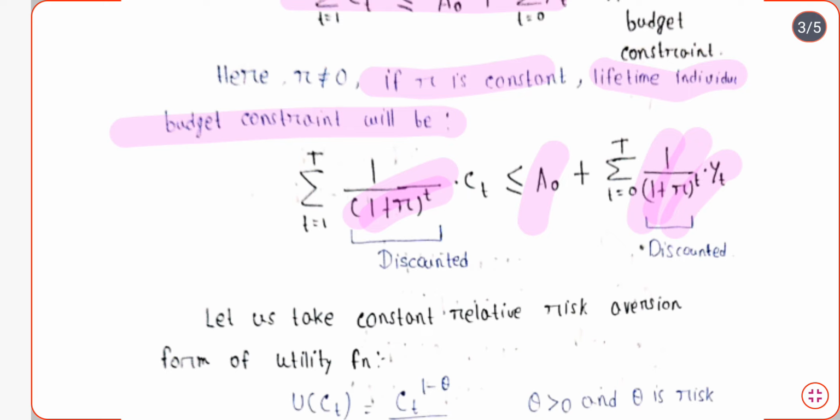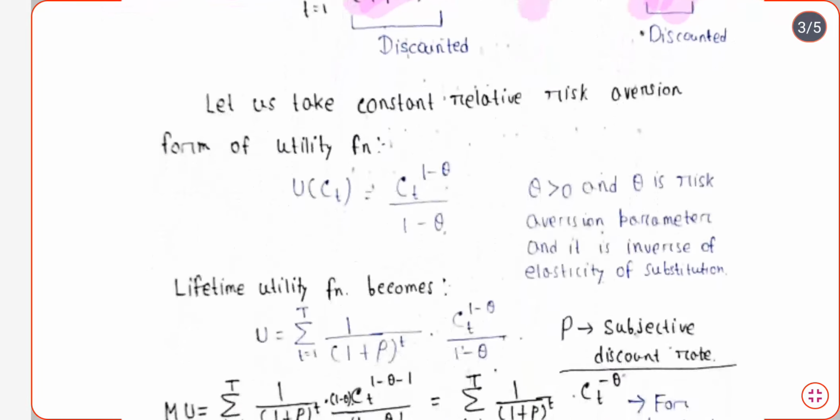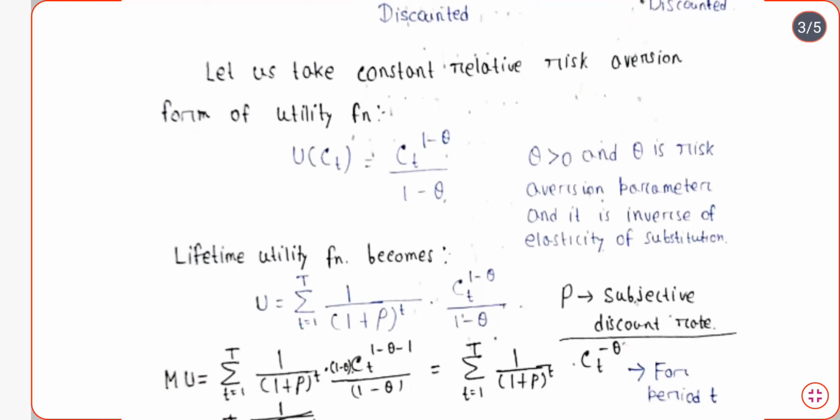So if we take the relative risk aversion form of the utility function, now this is a different concept, but we have to just take the form of the relative risk aversion in this utility function. Then what is actually the relative risk aversion form of the utility function? We have taken it from outside, but this is a different topic. We have just taken the formula in this portion.